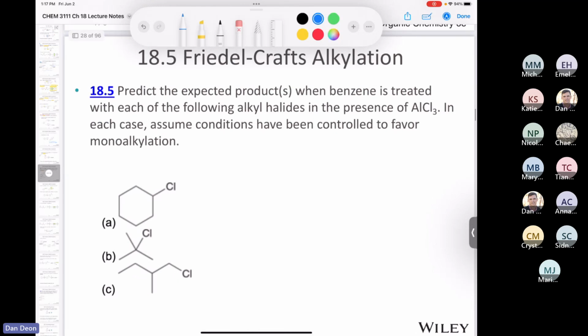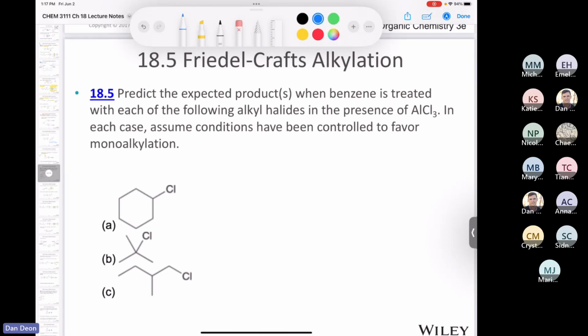All right. Oh boy, it's a Friday afternoon. Let's get started with a little problem here. It says predict the expected products when benzene is treated with each of the following alkyl halides in the presence of our Lewis acid, aluminum chloride. In each case, assume conditions have been controlled to favor monoalkylation. Again, that's an assumption you can always make in our class. I don't expect you to be some world-renowned expert on Friedel-Crafts of every alkyl halide under the sun. No, that's not realistic.